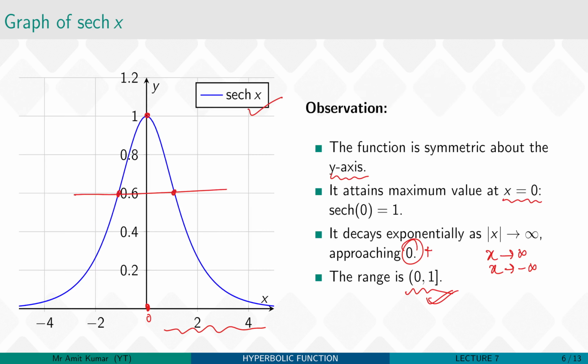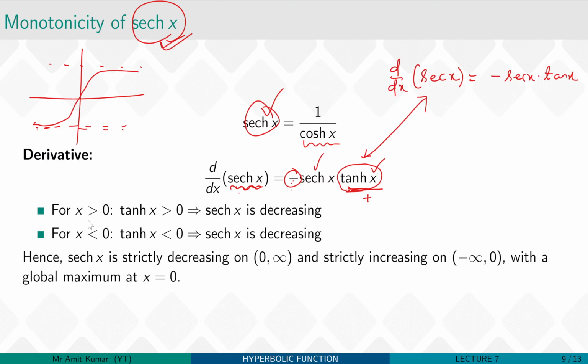Look at the graph from here to here. From minus infinity to zero, the graph is in increasing mode, and from zero to infinity, the graph is in decreasing mode. Okay. So when x is positive, tanh x is positive. So the whole quantity, this is negative, this is positive, and this is positive. The whole quantity is negative.